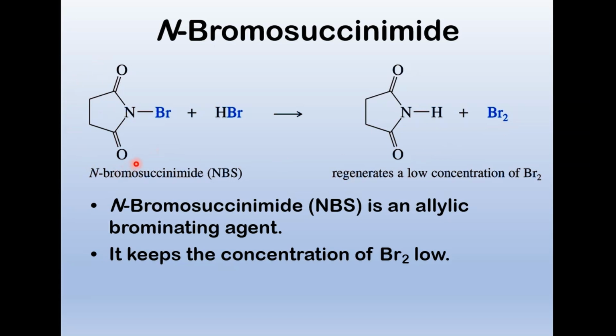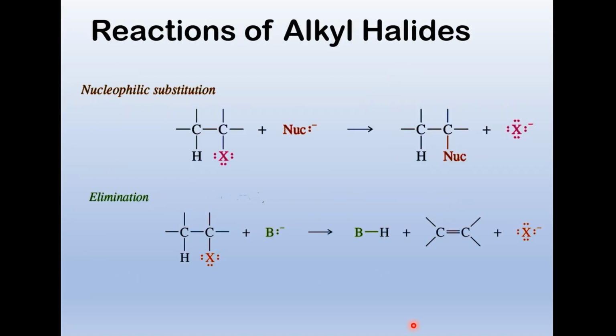Because you mix this in a flask with what you want to brominate, and then you slowly drip in HBr. Each time 1 molecule of HBr goes in, you create 1 molecule of Br2. And then that goes on and reacts, so you can keep the concentration of Br2 super low. So this slide might help you with the Chapter 4 online homework.